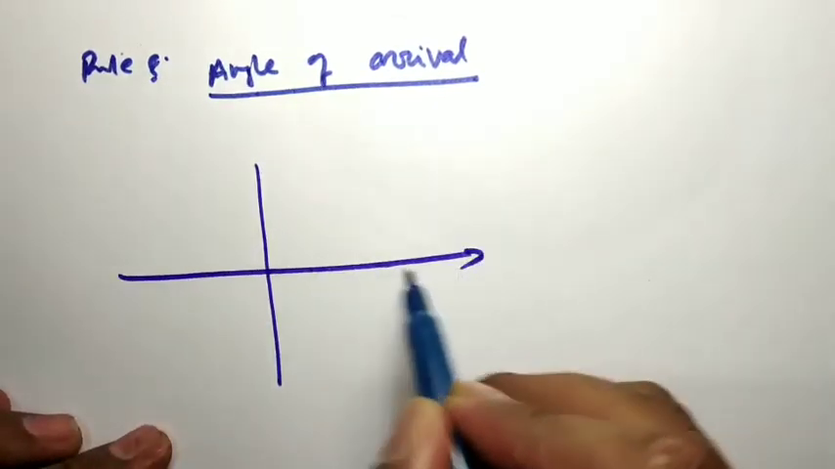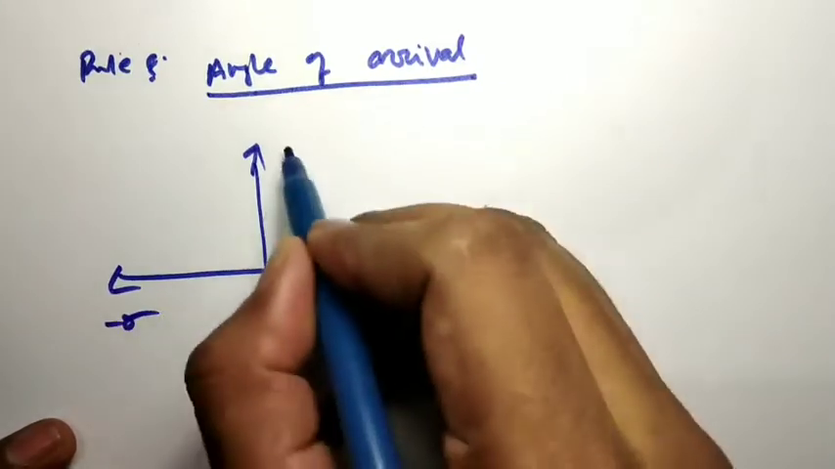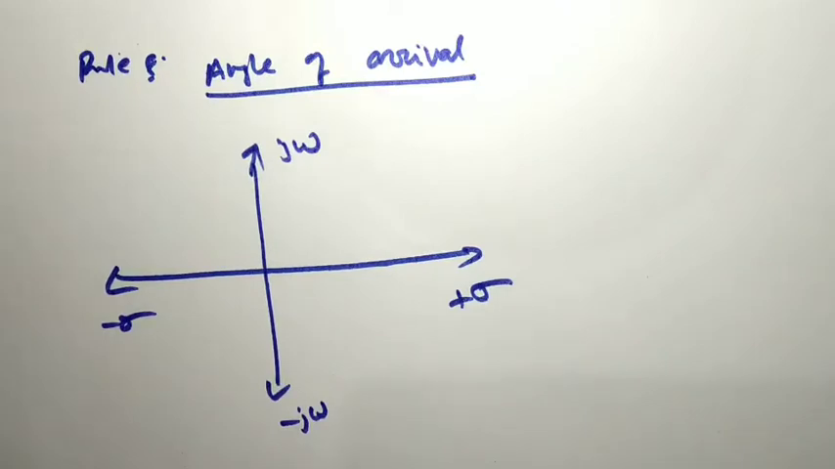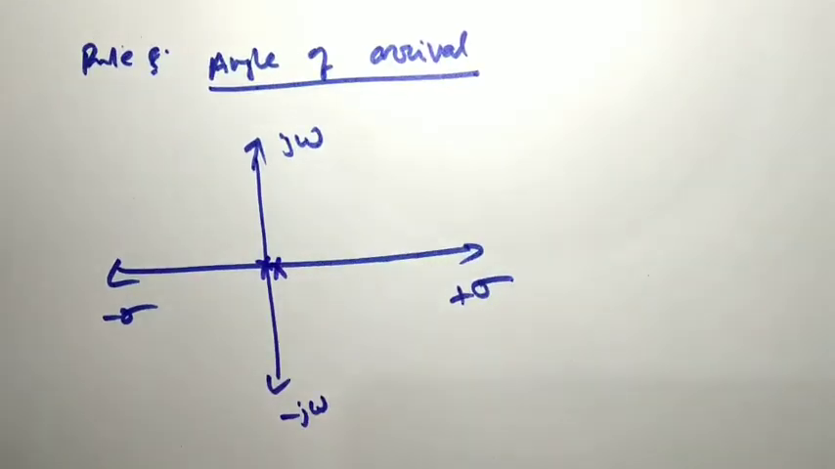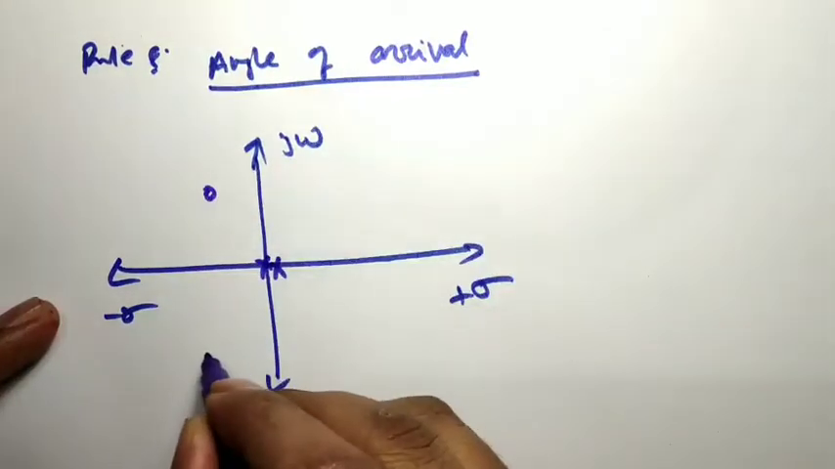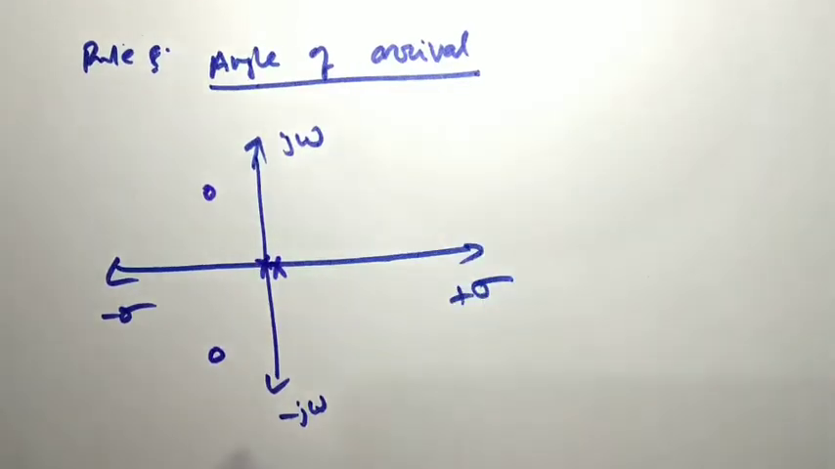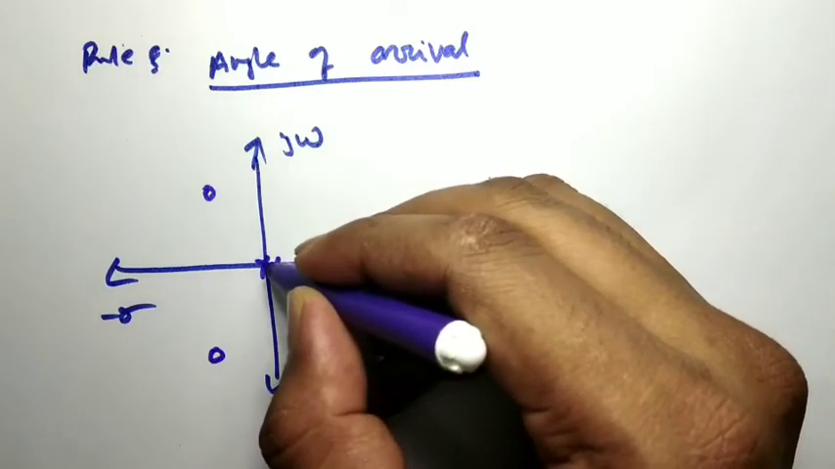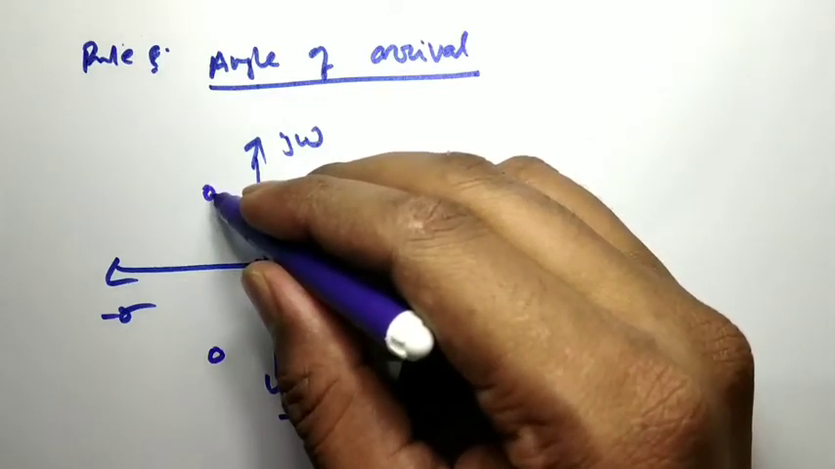If you just take this graph, okay, so this is plus sigma, minus sigma, j omega, minus j omega. Your poles have been located at 0. Two poles are located at the origin, and another two zeros are located here. So if k is equal to 0, as you increase the k value, this will move and end at the zero.